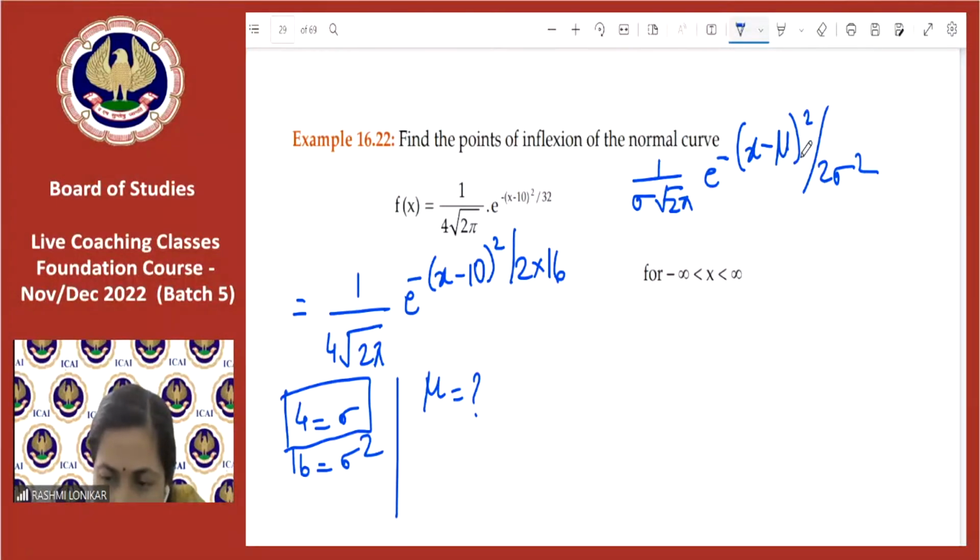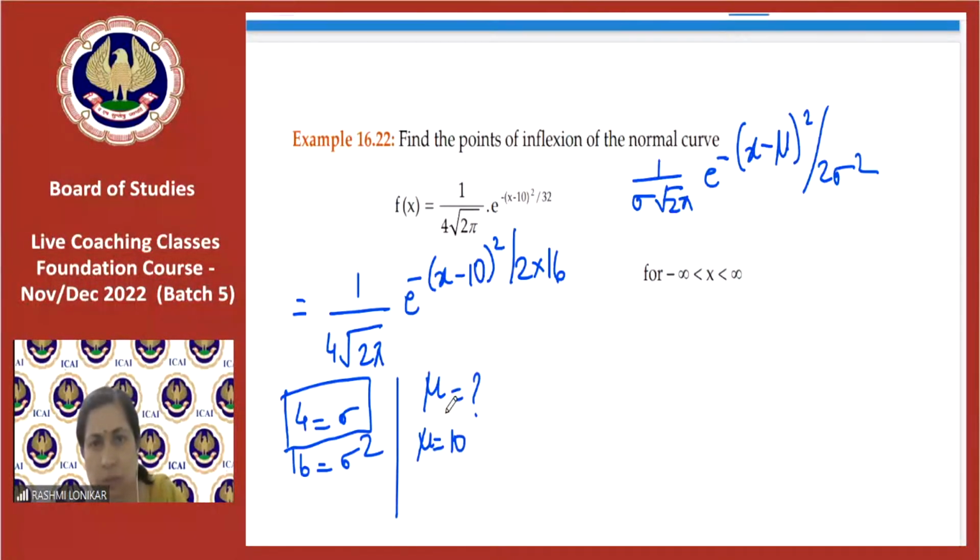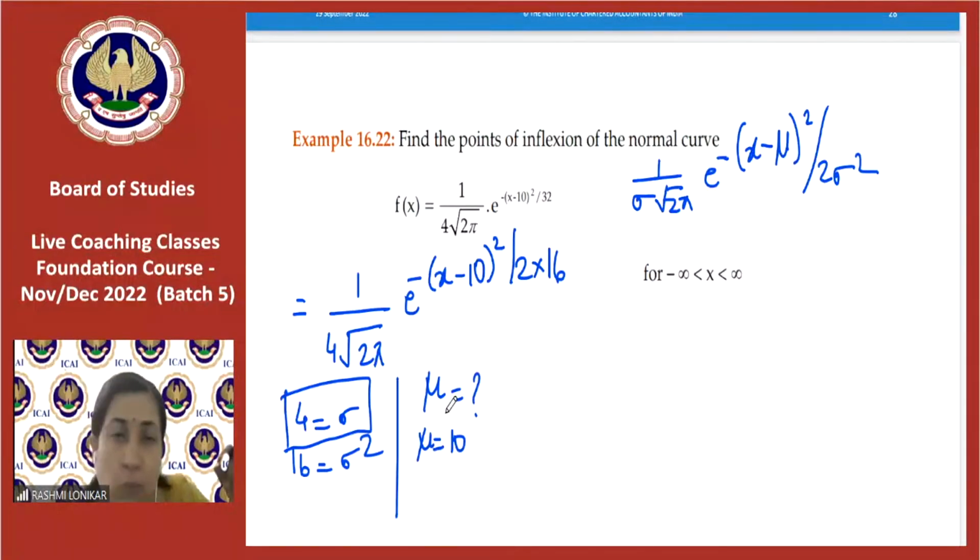Mu here is x minus mu. What is here? X minus 10. So mu will be equal to 10. Just by inspection, you will be able to find out what is the value of mu and what is the value of sigma. And what are the points of inflection?